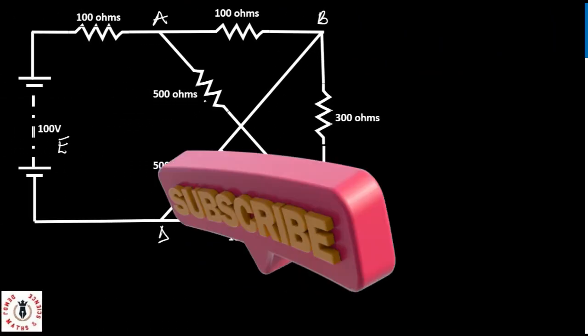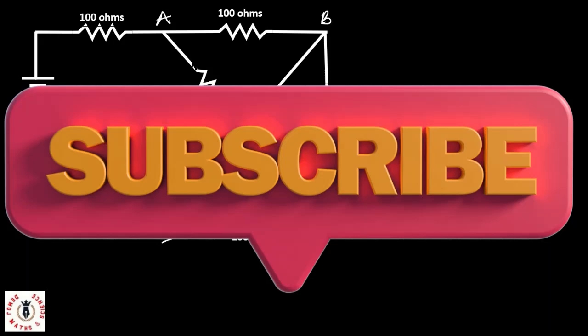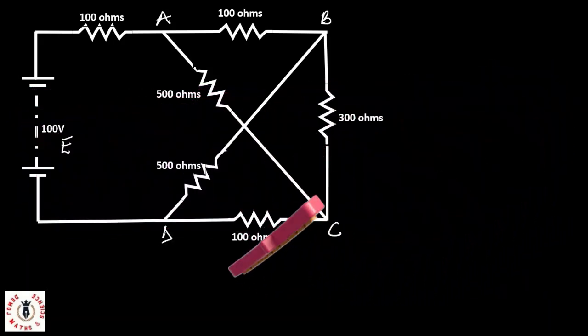Now, here's our example. The first thing I want us to do is to label or identify the current paths in this network. If you look at this junction, this is node A. At node A, I should have my current I flowing from voltage source E. This I will travel to node A. At node A, I expect this to split into I1, and here also I will have I2.